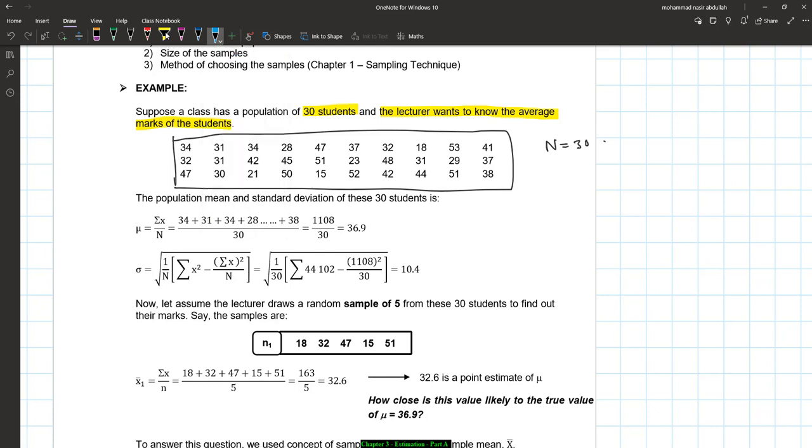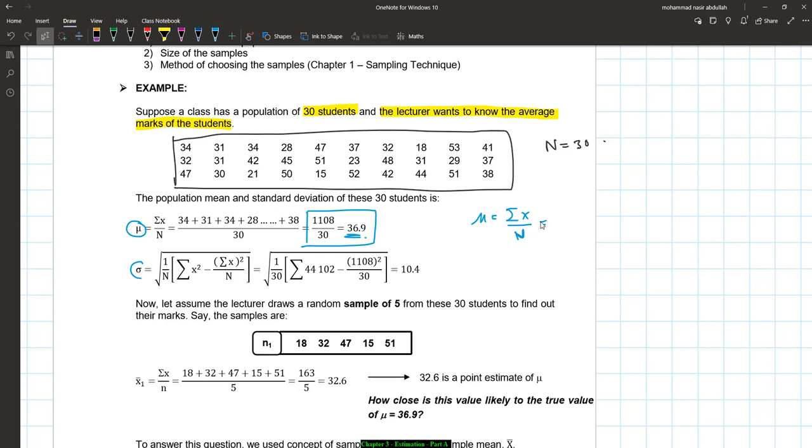So to calculate the population mean, the population mean will be the summation of X divided by capital N. That means the total of all marks in a class divided by the total number of students in the population, which is the class. So it is 1,108 divided by 30, which is equal to 36.9. So this is our population mean, right?